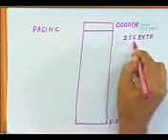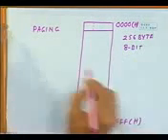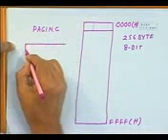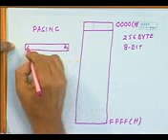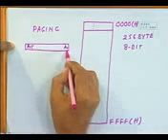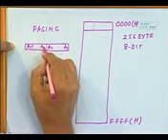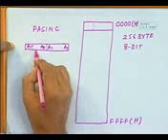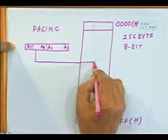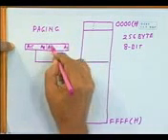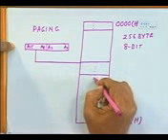So to refer to any location within that page, you require 8-bit. Suppose you are having a 16-bit address, say A0 to A15. You are dividing this 16-bit address into two parts, A0 to A7 and A8 to A15. Then A8 to A15 is referring to the beginning of a page, and this part, the lower order 8-bit, is referring to any location within this page.